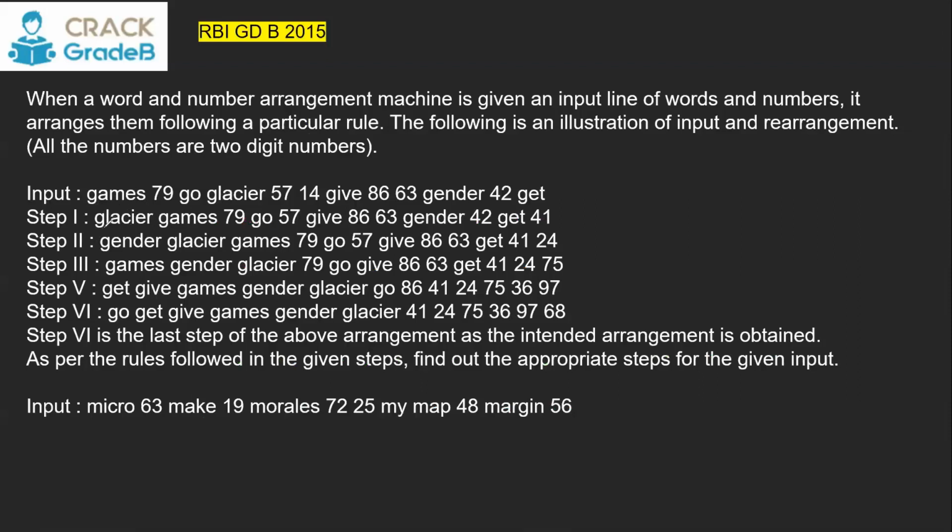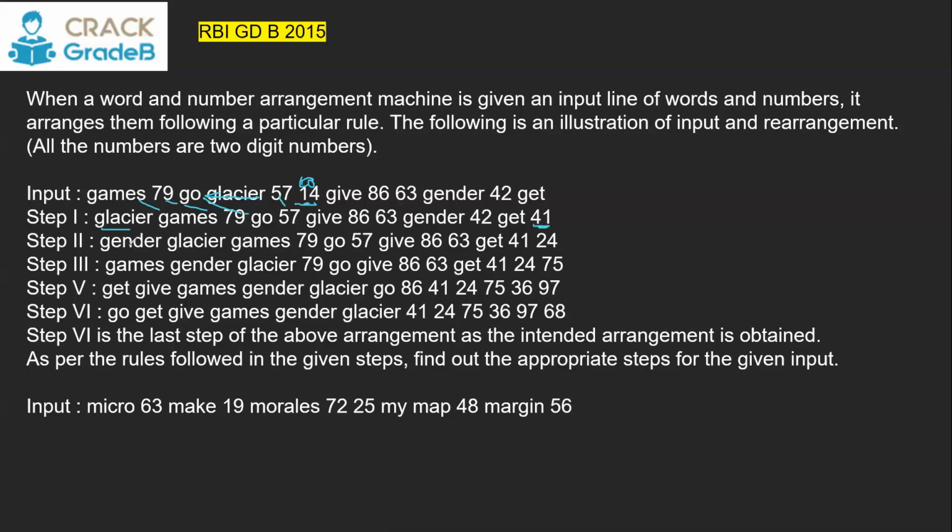So in the first move, the glacier comes in front of games. So games 79 go 57. This glacier moved to the first place. Then go 57. But the 14 has also gone to the last place as 41. That means the digits are interchanged and gone to the last place. The remaining letters, words and numbers are there in this place.